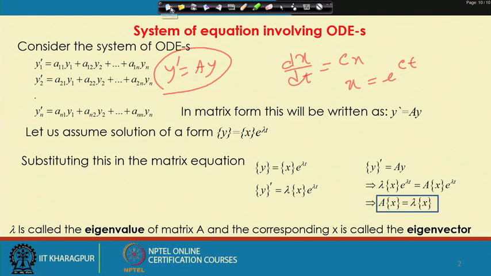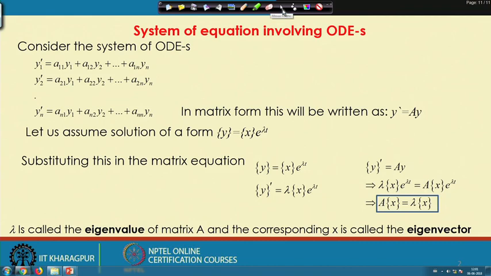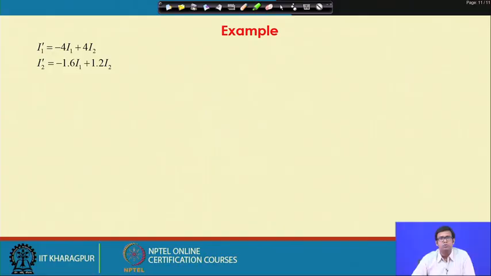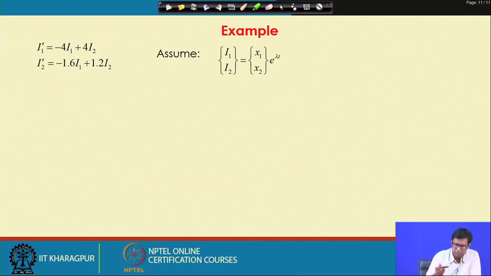So, we jump to the example, which is I1' = -4 I1 + 4 I2, I2' = 1.6 I1 + 1.2 I2. So, we assume I1 and I2. Again, we can write this equation assuming a form of I1 and I2, which is x1 e^(λt), x2 e^(λt).